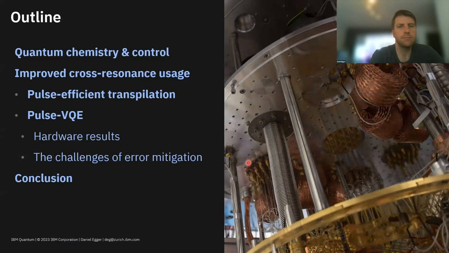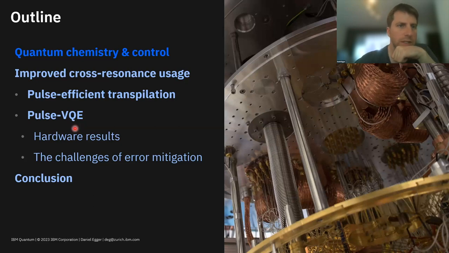So the outline of the presentation is as follows. I will first go over some aspects of quantum chemistry and quantum control, and then I will talk mostly about how to make an improved usage of the cross-resonance interaction that we have on IBM hardware. Here I'll cover two papers. One is on pulse efficient transpilation, and the other, more recent, dating back to a couple of months ago, is a study of pulse-based VQE on our hardware.